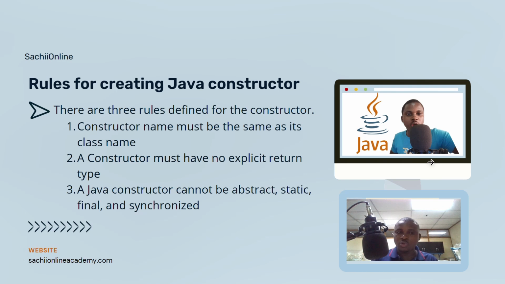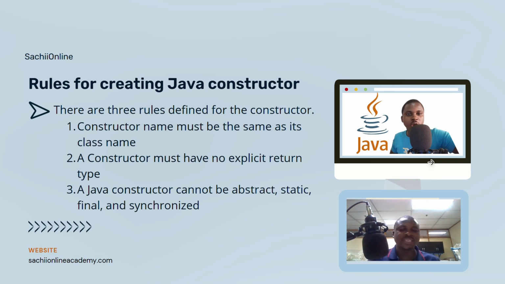So what are the rules for creating Java constructors? There are 3 rules defined for the constructor. Rule number 1: the constructor name must be the same as its class name. Remember, for us we have the class as Dog. So if you want to create a constructor, that constructor must have the name Dog.